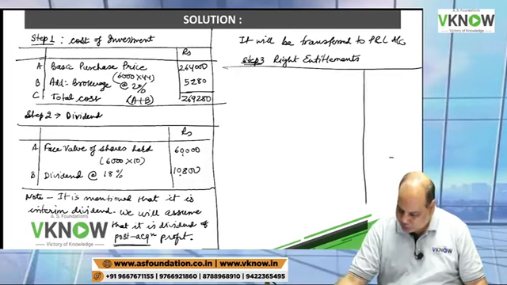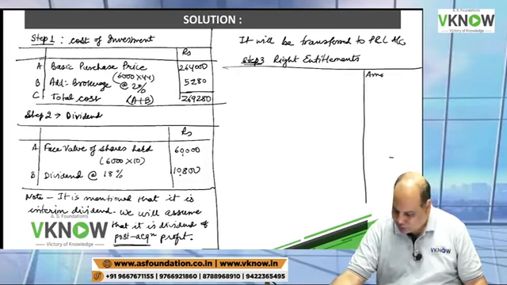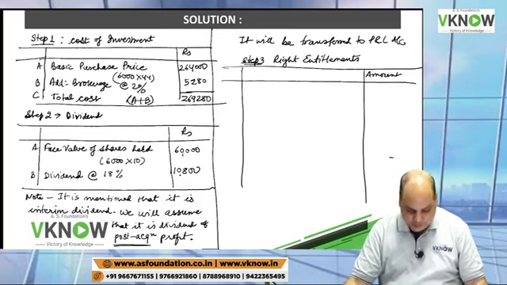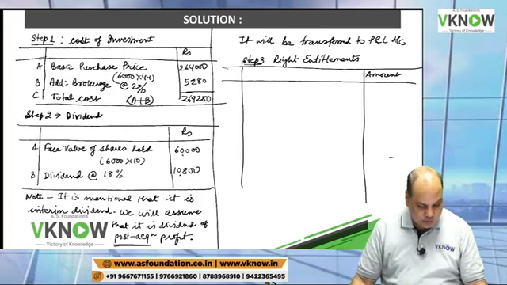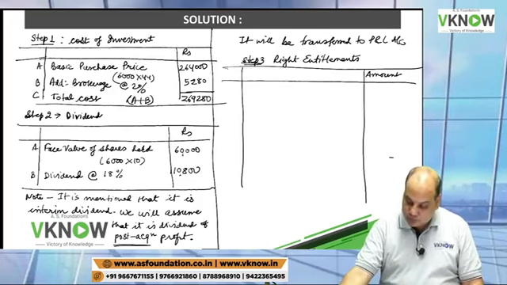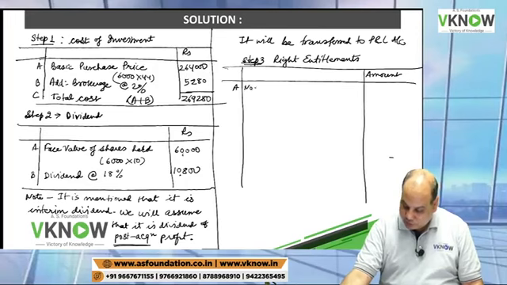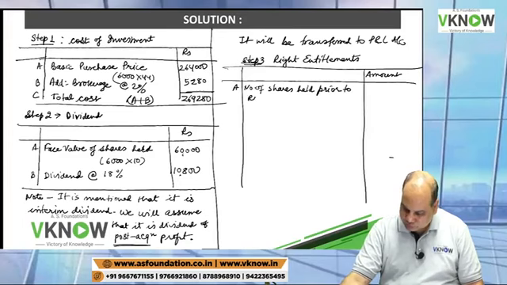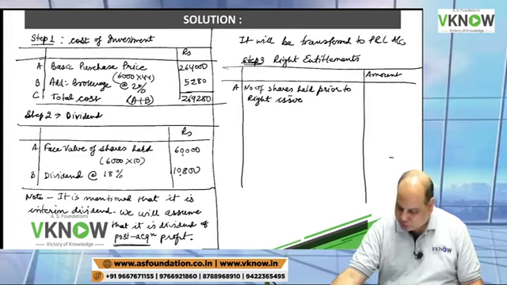Write entitlements. Write down amount. There is one right issue also. So in this question they have a mixed right issue. Point A, number of shares held prior to right issue: 6,000.